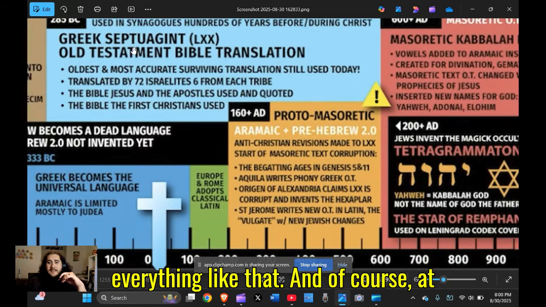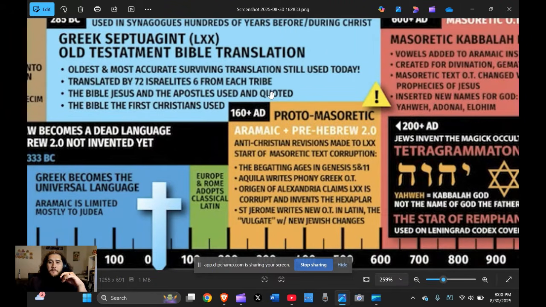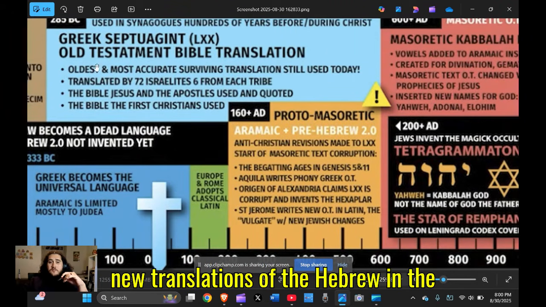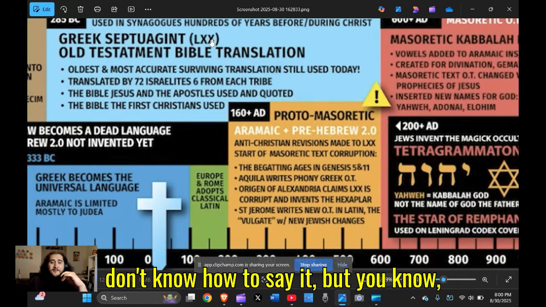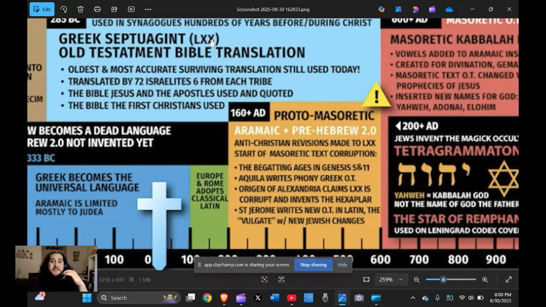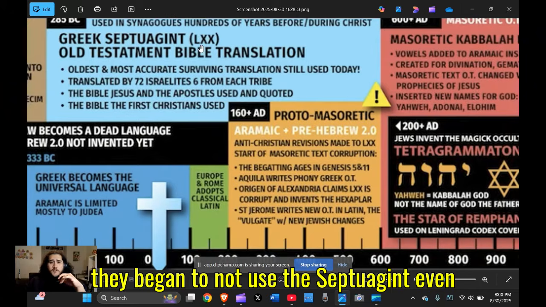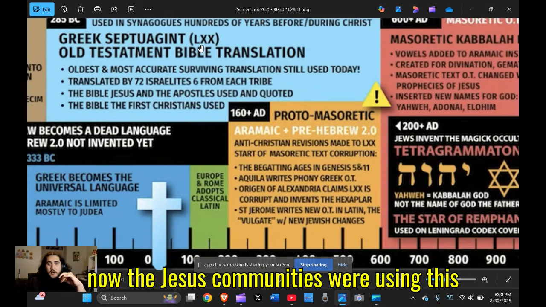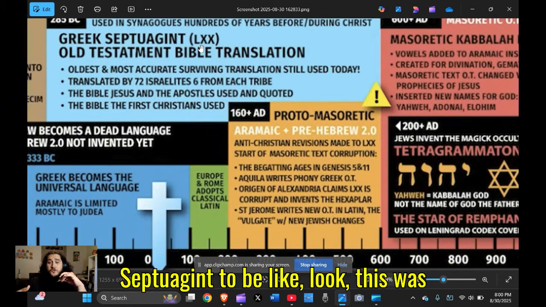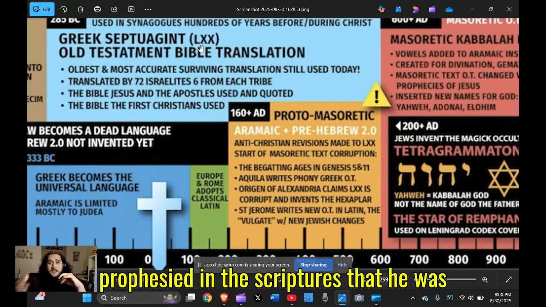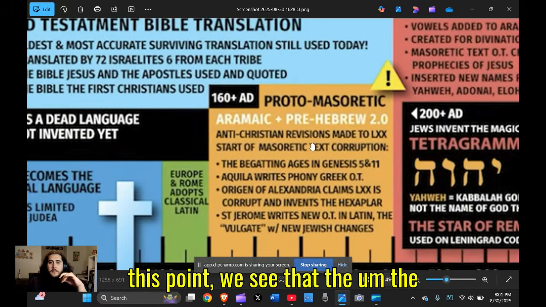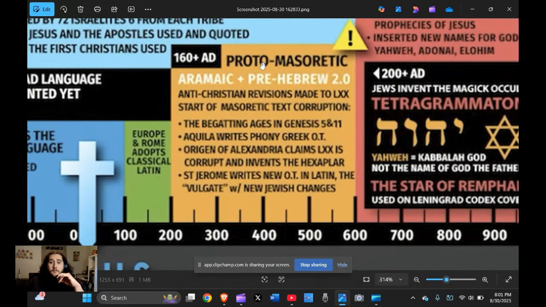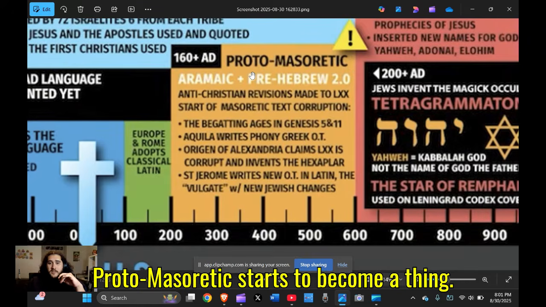And of course, at this time new translations of the Hebrew into Greek begin, because the Jewish leaders began to not use the Septuagint, even though it was faithful back then, because now the Jesus communities were using the Septuagint to say, look, this was prophesied in the scriptures that he was going to come. So at this point, we see that the Proto Masoretic starts to become a thing.